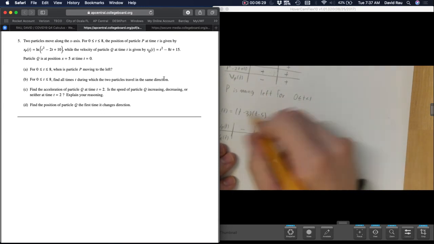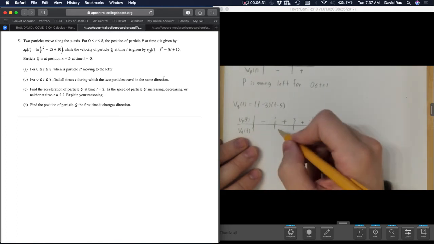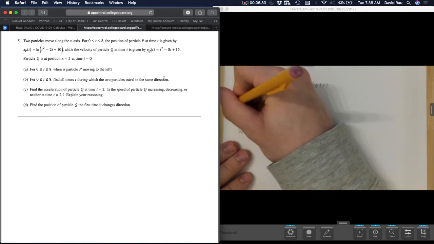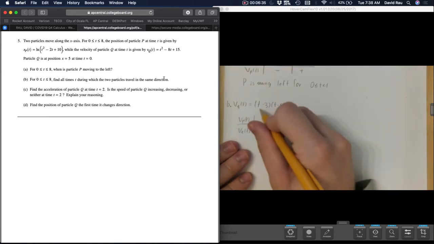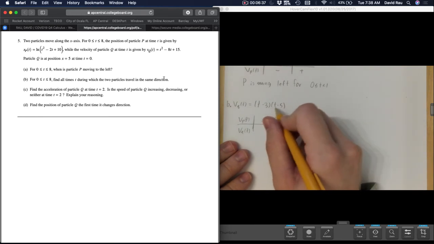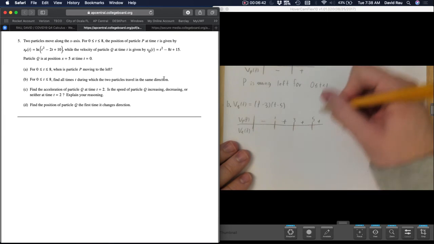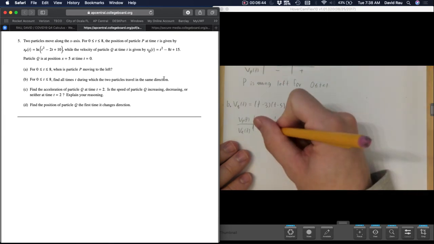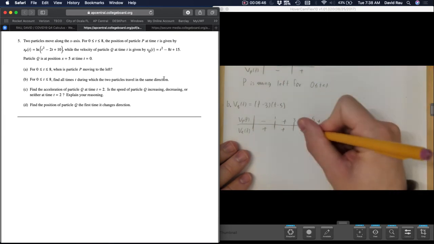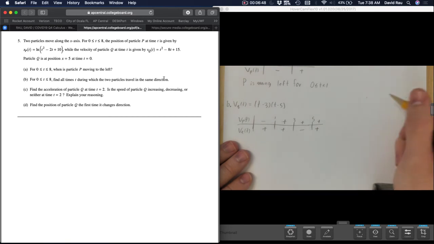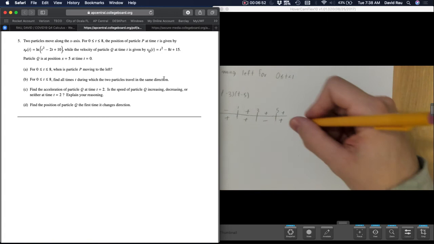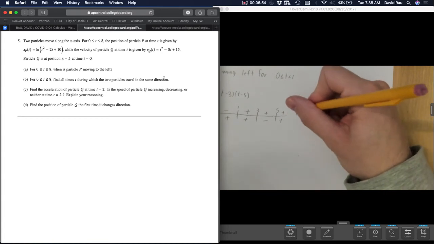And for particle Q, we have a sign chart here. Now, again, this is a quadratic with roots 3 and 5. If you can picture that quadratic, it'd be something like that, which means it's going to be above, above, below, and then above. All right, so that means when are the particles moving the same direction?